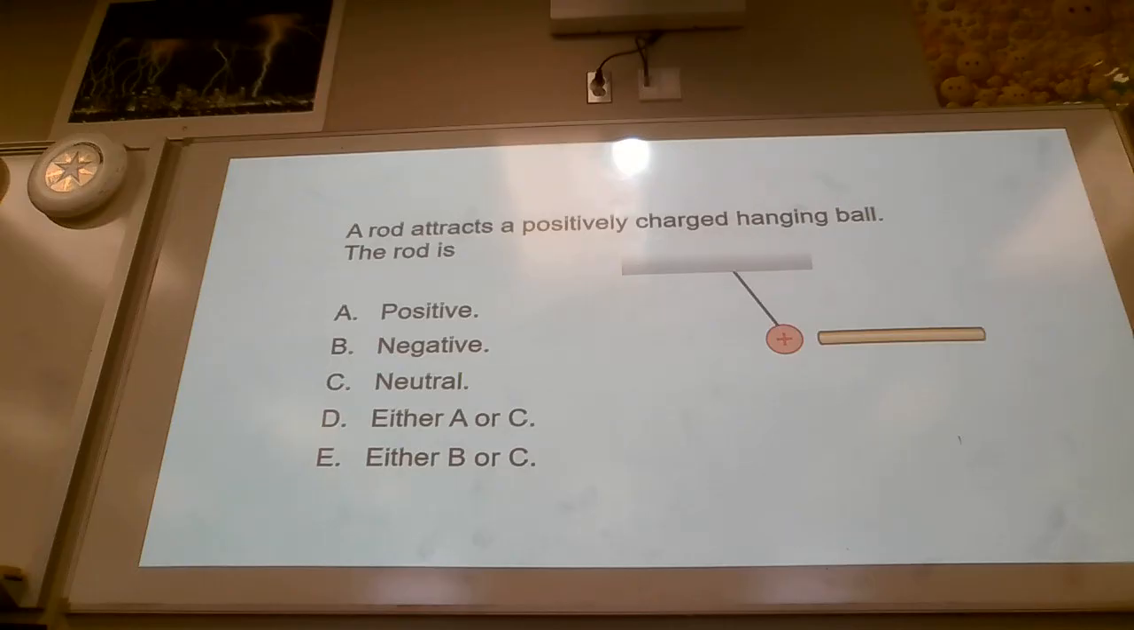Correct answer is E. It can polarize. A neutral object can polarize. This is why a balloon that you rub on somebody else's head will stick to the wall. The wall is neutral, but the molecules in the wall polarize.